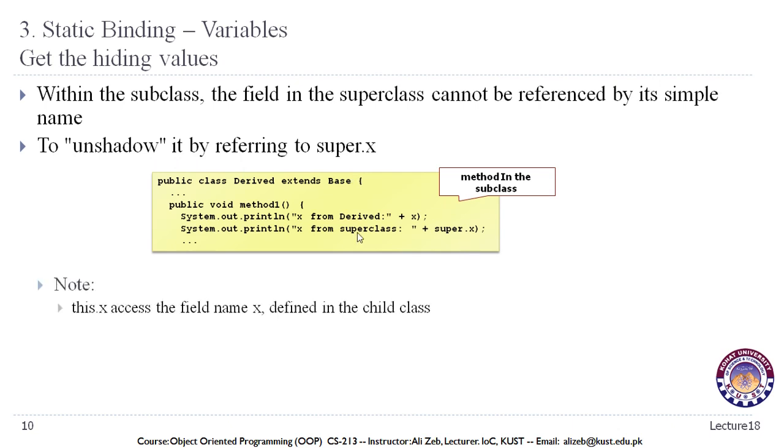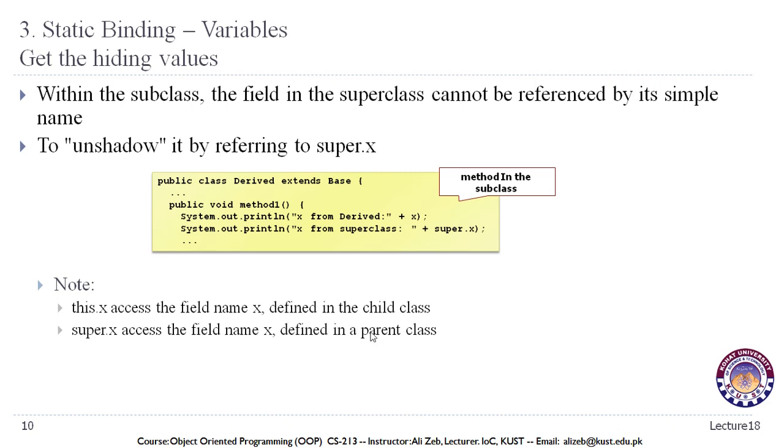this.x accesses the field name x defined in the child class. As we have been using the this keyword, we understand that it refers to the variable name that is exactly in the same class. So if we use this.x over here, this will mean variable x of this class, in whatever class it has been used.